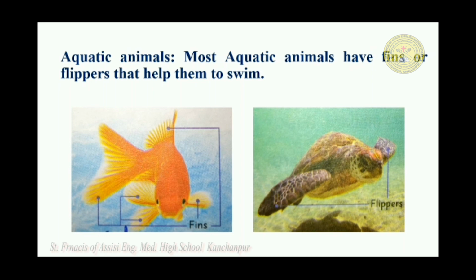Some examples are fish, whales and dolphins, which have fins that help them to move forward and also keep their balance. Okay. And there are some more examples: sea lion, turtle, penguin and seal. They have flippers for paddling in water.